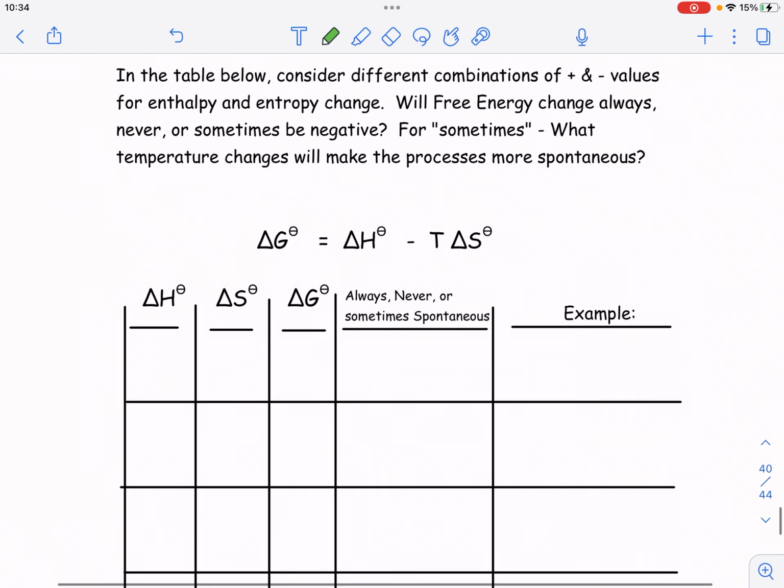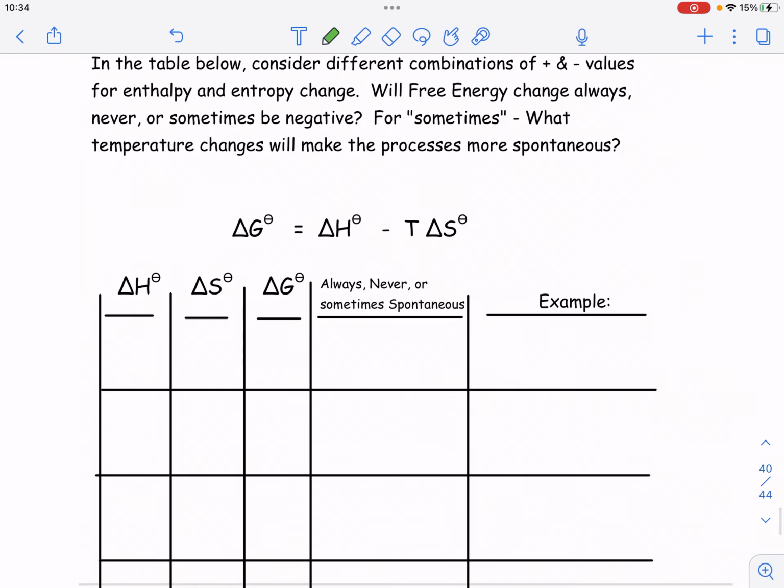So we just did a couple of scenarios in the previous section. I was talking about freezing and melting. When we saw an example like melting, we said the delta H was positive and delta S was also positive. So we had an endothermic reaction and we had more disorder. So we have one thing that's unfavorable and another thing that is favorable. And what we saw is that this was sometimes spontaneous, and it depended on the temperature.